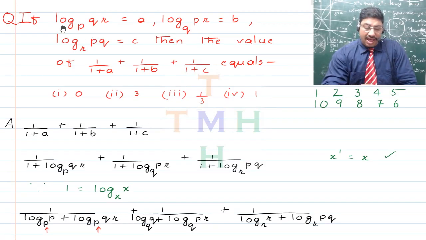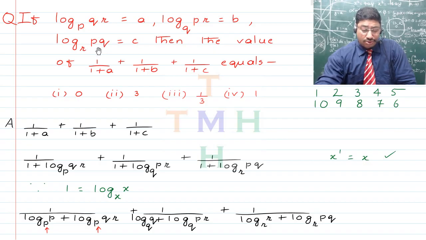Okay, so you have been given log QR to the base P is equal to A, log PR to the base Q is B, and log PQ to the base R is C. Now you're going to find out the value of 1 upon 1 plus A plus 1 upon 1 plus B plus 1 upon 1 plus C, which is to be equal to any of these 4 values.